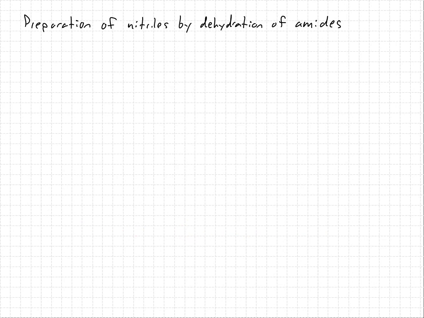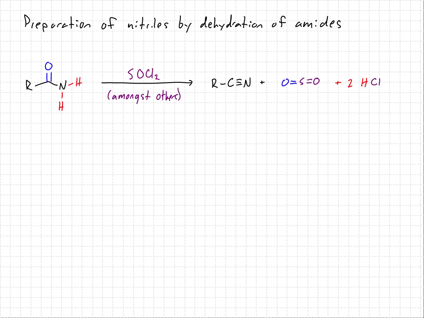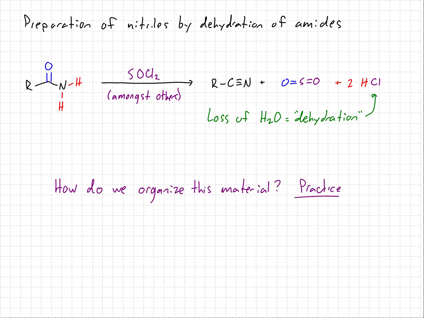How do we prepare nitriles? Well, aside from the SN2 route, which we covered earlier, the other way is by dehydration of amides. If we have an amide, we can treat it with a strong dehydrating agent like thionyl chloride. Many other textbooks will list other reagents here like phosphorus oxychloride or other phosphorus halides. These will react with the amide to give us a nitrile, SO2 gas, and two equivalents of HCl. Since this reaction involves the loss of two hydrogens and an oxygen, or H2O, this is why it's known as a dehydration.